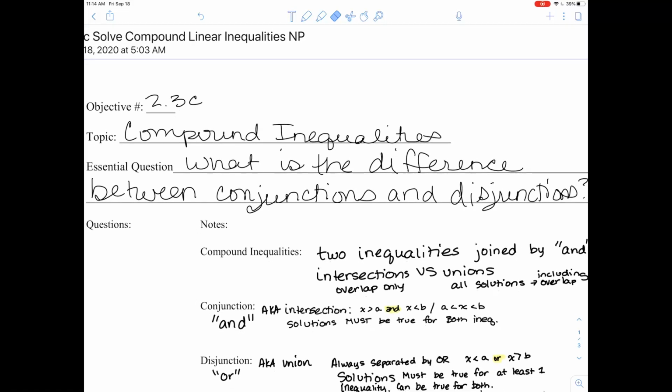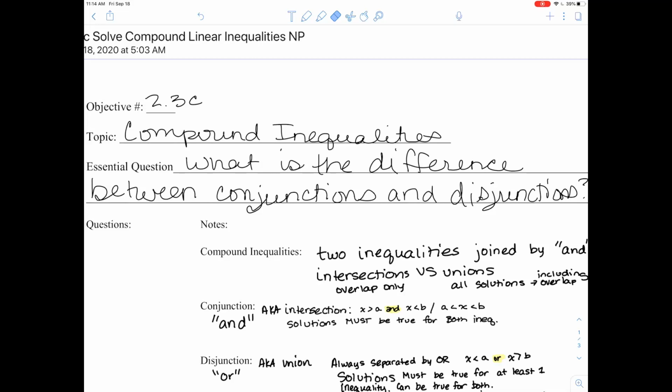Okay, so today is the last day of the week, and we are going to be working on compound inequalities. Yesterday we worked on just linear inequalities, and today we're going to work on what are called compound linear inequalities. So this is Objective 2.3c.